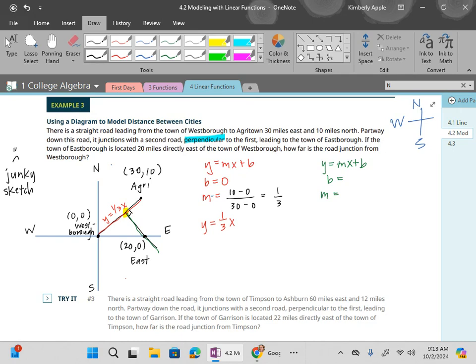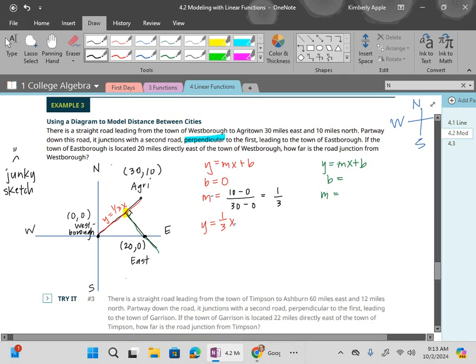Perpendicular. So I know how to write a perpendicular slope. This slope is going to be the negative reciprocal of this one. Yeah, so this is going to be a slope of -3. And I don't know what this is. I'm going to have to find it. I do have a point on the line, 20, 0. Remember, using a slope and a point, I can calculate the intercept.